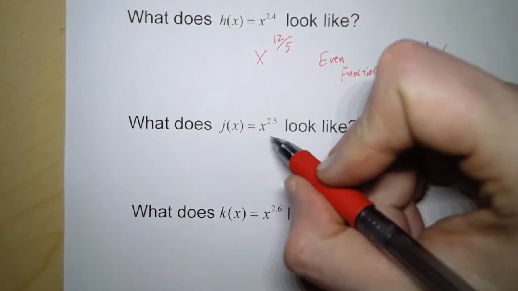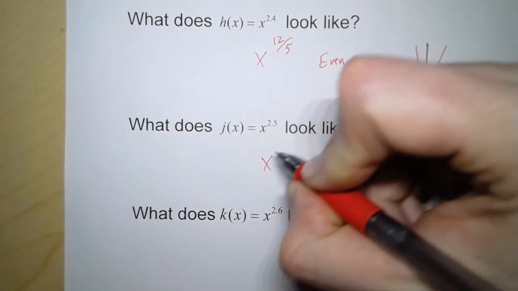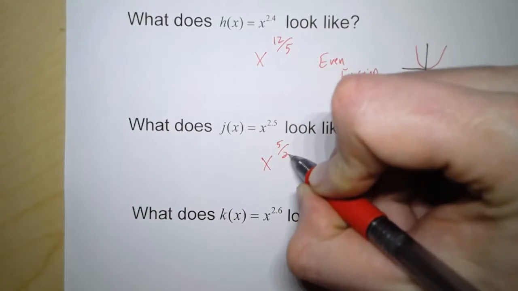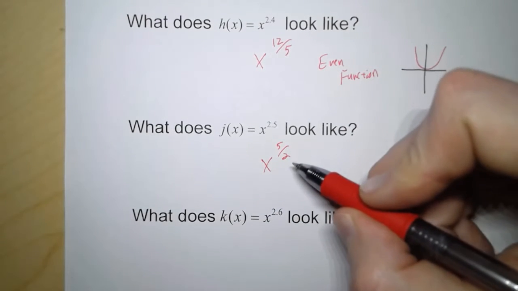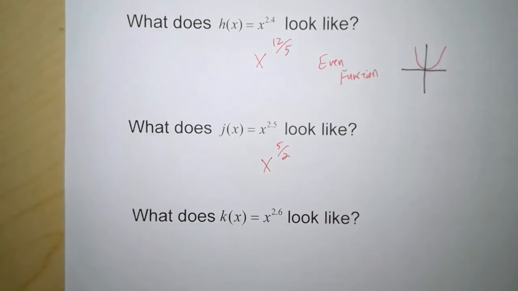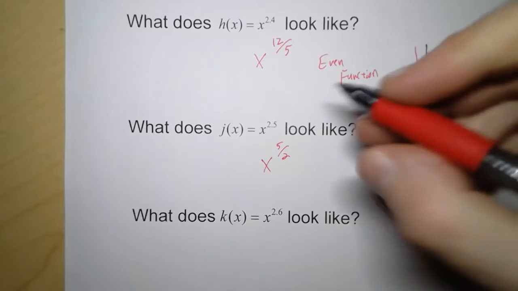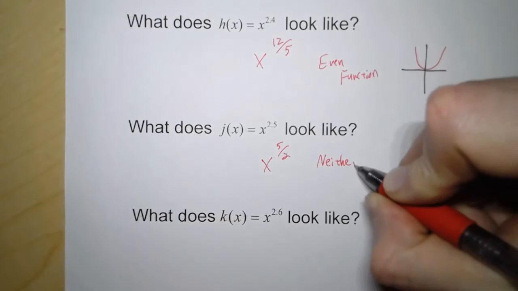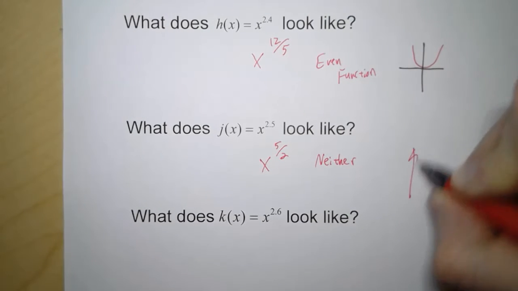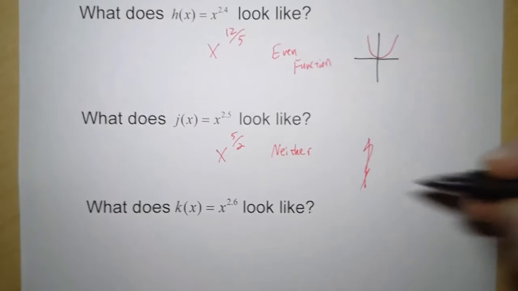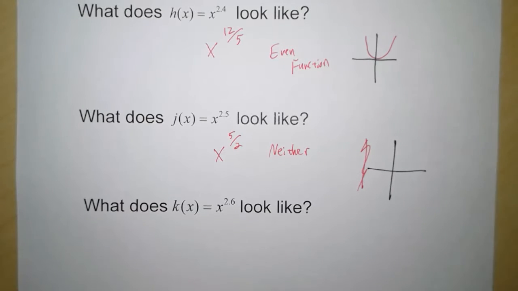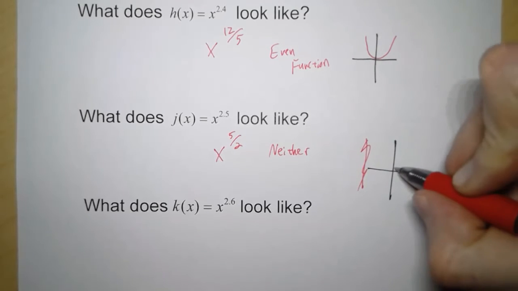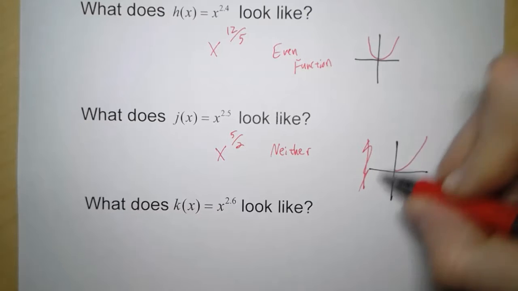Now looking at x to the 2.5, that's going to be x to the 5 halves. And so we have an odd number on top and an even number on the bottom. And so that means that this is going to be neither. So this is going to look like half of an x squared graph. It's only going to go up like that, and it's not going to exist over here.